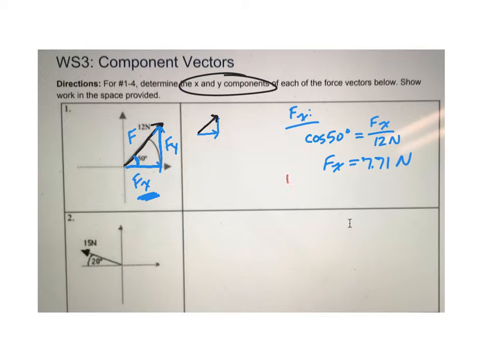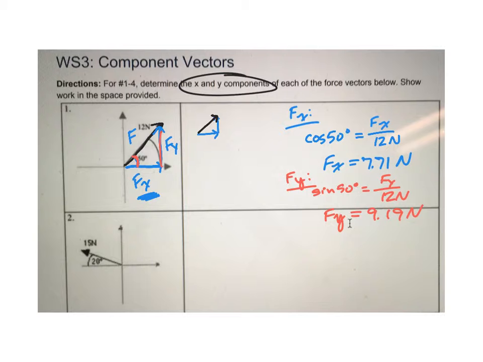If you do the same process for the force in the y direction, it is opposite of the 50-degree angle, so that means that the sine of 50 equals the force in the y direction divided by the hypotenuse. So the force in the y direction is the sine of 50 times 12, so 9.19 newtons.